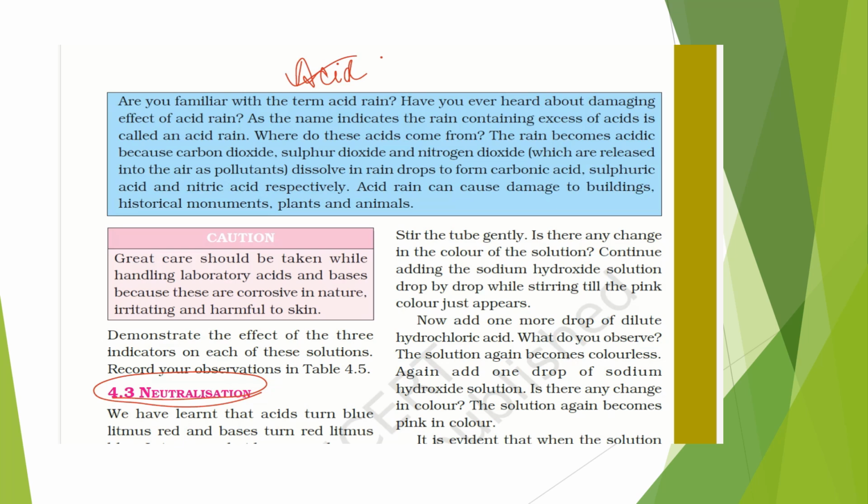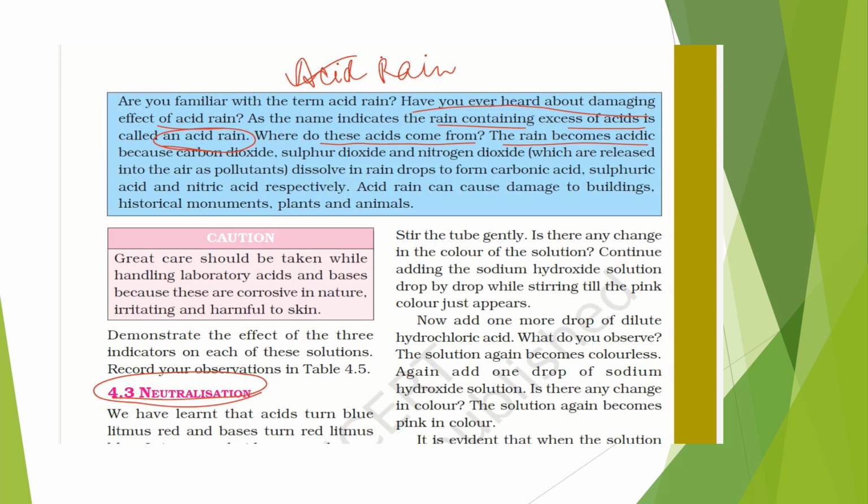As the name suggests, we are familiar with the term acid rain. Have you ever heard about the damaging effect of acid rain? As the name indicates, the rain which contains excess of acids is called acid rain. Whenever it is raining, whether in the rainy season or any other season, what is acid rain? When there are acids in the rain, where do these acids come from?